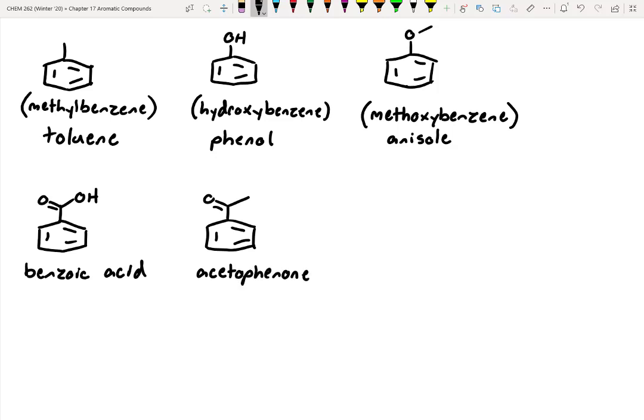I still remember one year I had a student that kept on pronouncing this acetophenone. That made me laugh. It sounds very Italian when you say it that way. Acetophenone. No, it's just acetophenone.